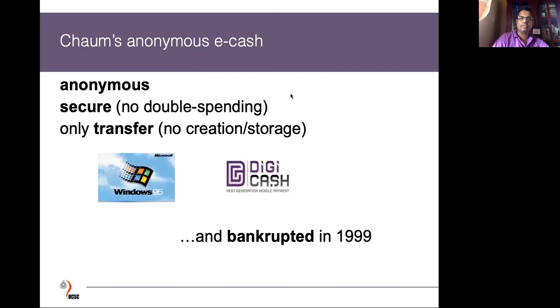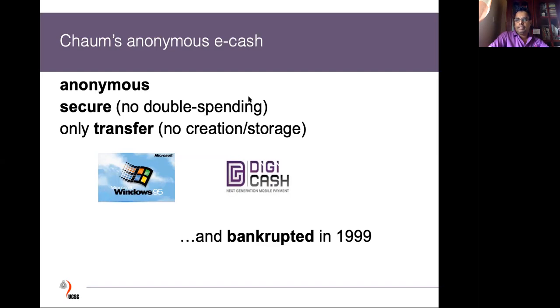Because Chaum highlighted the features which any currency requires. If you want a currency equivalent to physical cash, it should be anonymous. Because when you pay by cash, we cannot link our payment to the type of things we purchase. It's totally anonymous. Then it should require security, specifically it should stop double spending, what we call multiple spending.